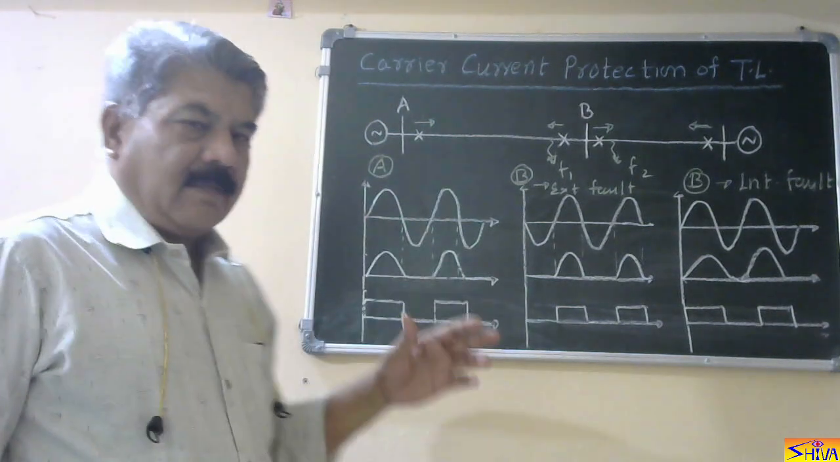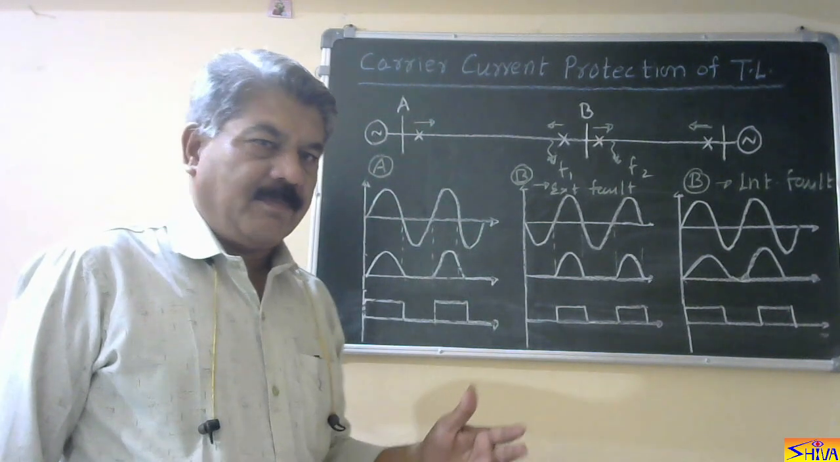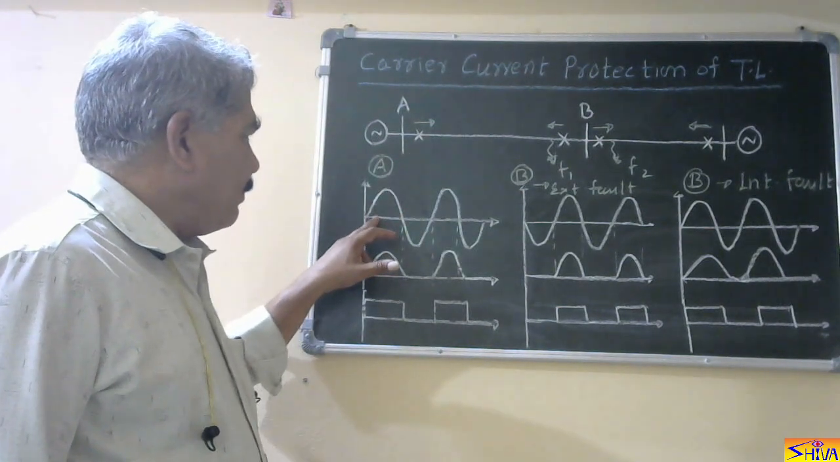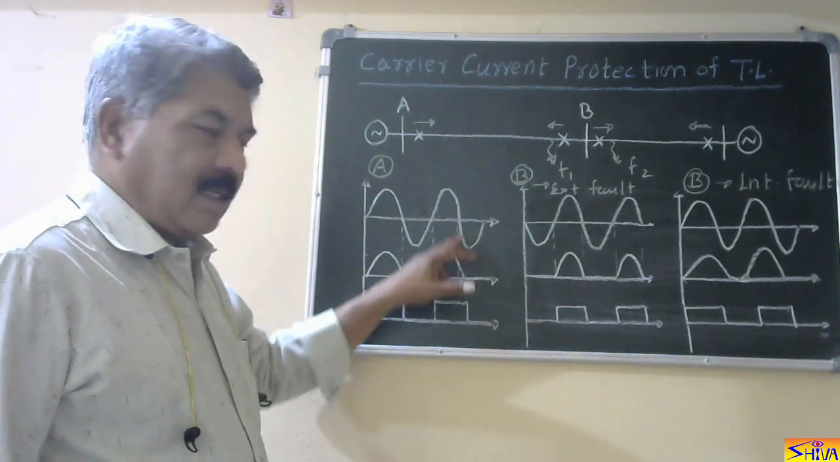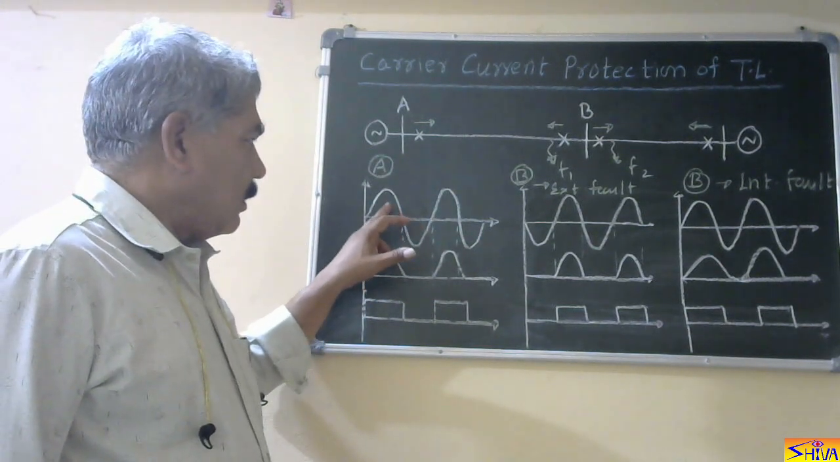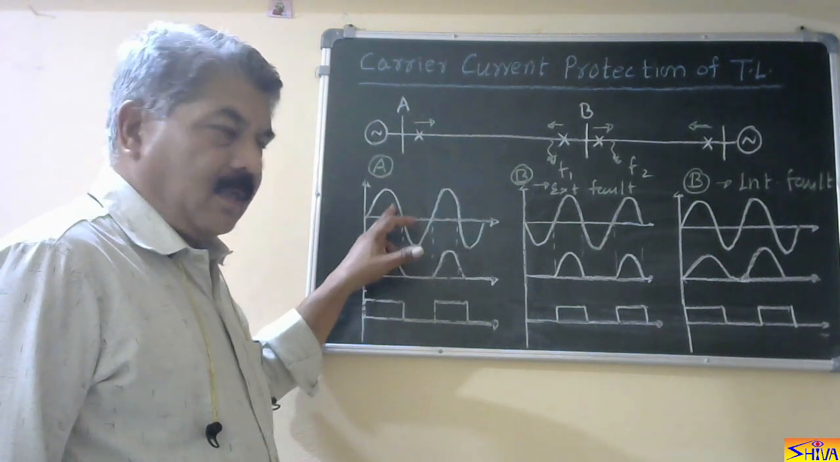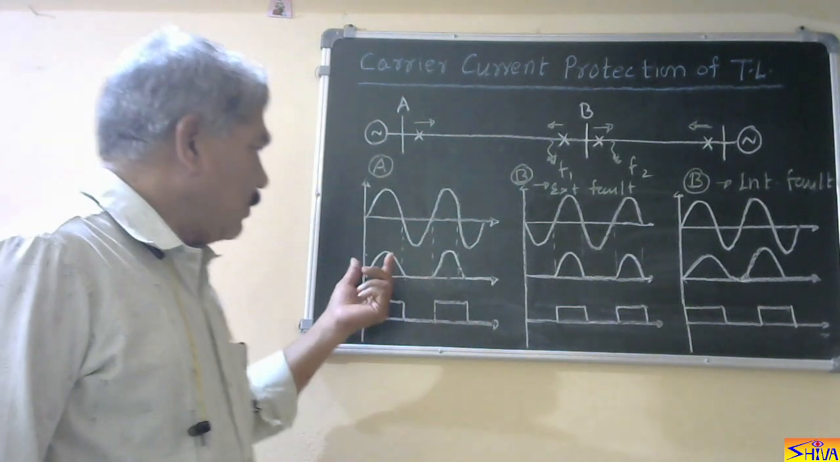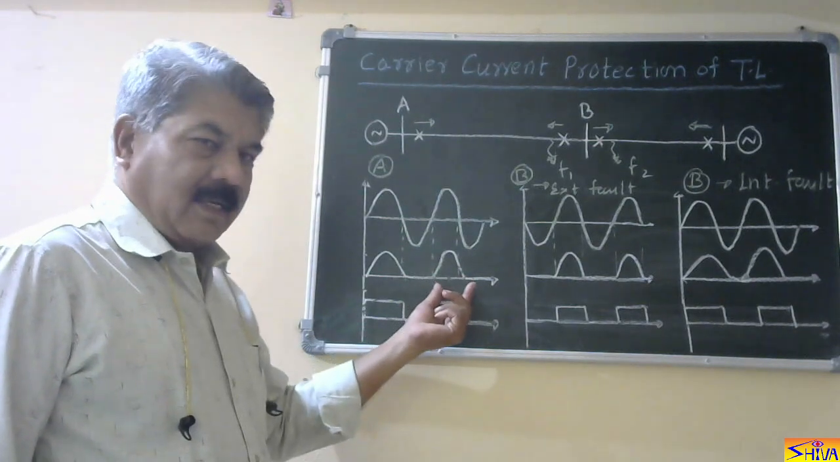And we consider the current in the CT secondary. So at end A, let us say this is the current in the secondary of the CT. Now for this current in the carrier current protection scheme, the positive half cycle is taken. So we consider only the positive half cycle.